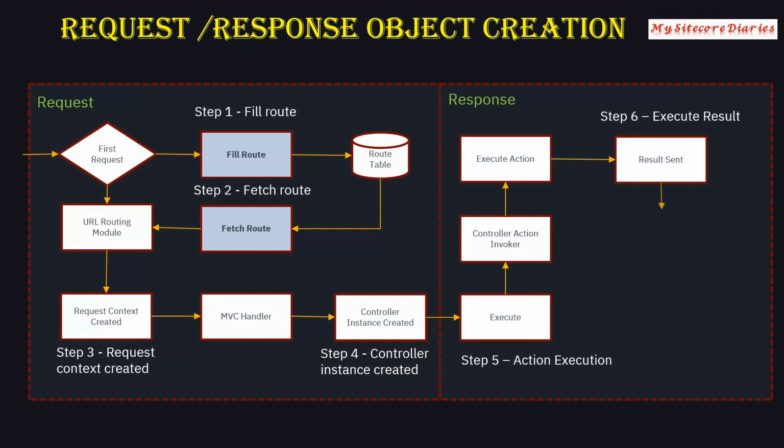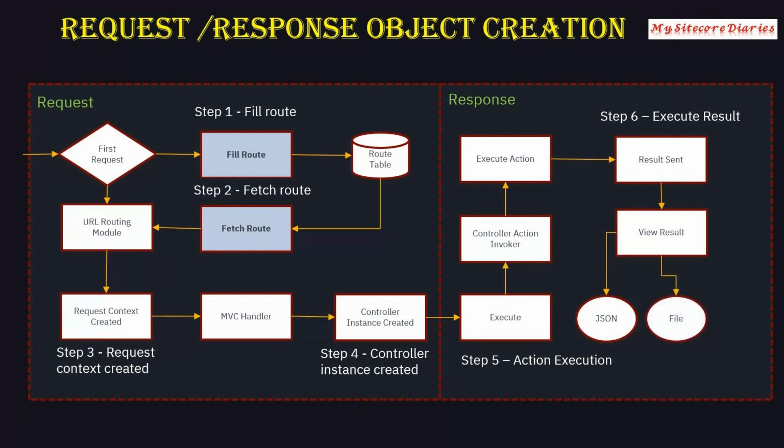Now this result can be of two types. One is, if you have a view type, then it will go to the view engine, otherwise the action itself will execute the response. If the result is a JSON type, the JSON response will be created. If it is a file type, the file response will be created. If it is any other type, that type of response will be created. This is how the overall response is created. So this is the overall, or detailed, life cycle of an MVC. We will summarize it in the next slide.